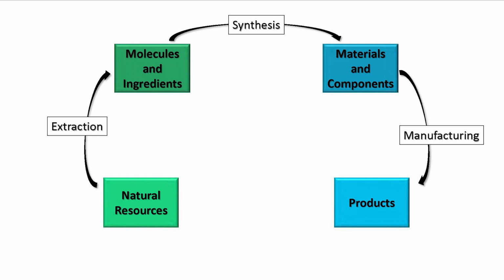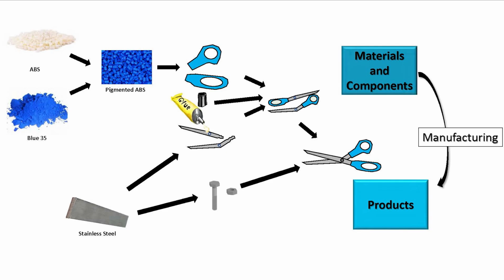Now we manufacture products. So now we've stopped doing chemistry. Now we're just sticking things together. And so we can take the polymer and the pigment. We can make pigmented ABS. Maybe we can injection mold some cool things. We can take the metal, we can ablative etch the metal, make some screws and bolts and things like that. We'll take some glue, put them together, and make a pair of scissors. But think of all that history, all the natural resources, all the extraction, all the synthesis for a pair of scissors.